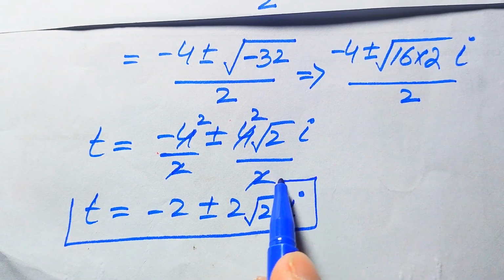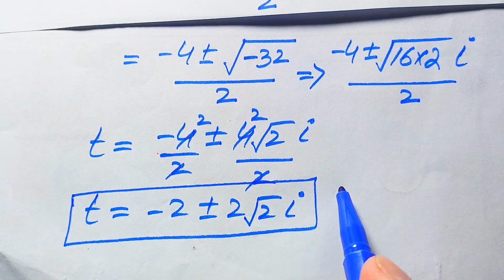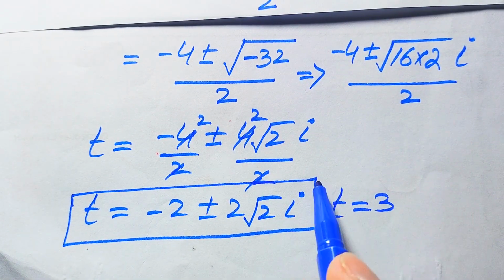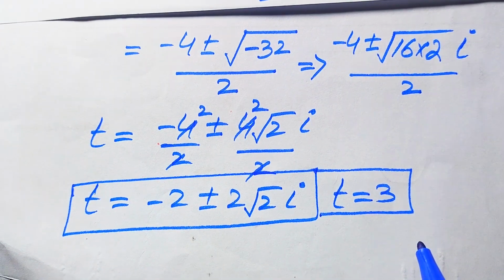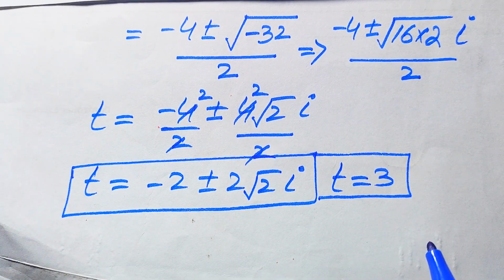So these are the other two complex roots of the given equation, and we have t equals plus 3 as the one real root of the given equation. So these are the three roots of the given equation, and this is the final answer.